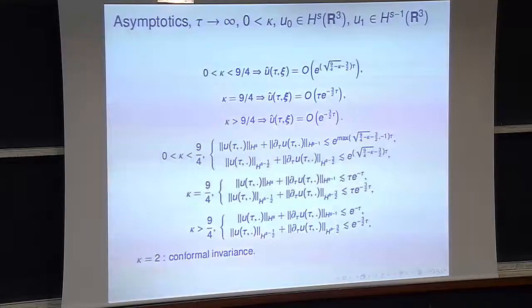Essentially, when the mass is positive, the field decays exponentially. We have two critical values. 3/2 is a critical value. Kappa is the square of the mass. And kappa equal 2, the value of kappa for the conformally invariant wave equation, is a critical value for which this max is exactly -1. Well, the conclusion is the massive Klein-Gordon field in De Sitter spacetime decays exponentially.